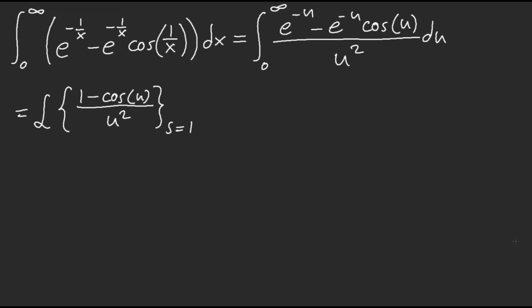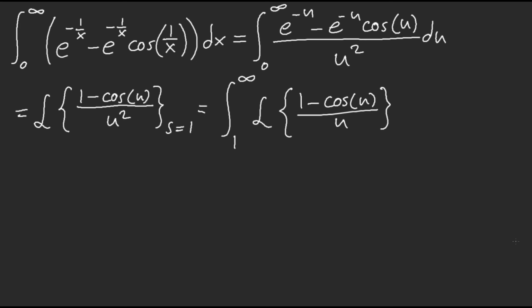Interesting. What do we do with the u squared at the bottom? Well, if we apply the integration property, we technically have from 1 to infinity the Laplace of 1 minus cosine of u over u. Wait a minute. Didn't we do this Laplace transform before? Yes, we have, haven't we? It was something to do with the ln of s. If you don't remember, it's okay. We'll color this yellow.